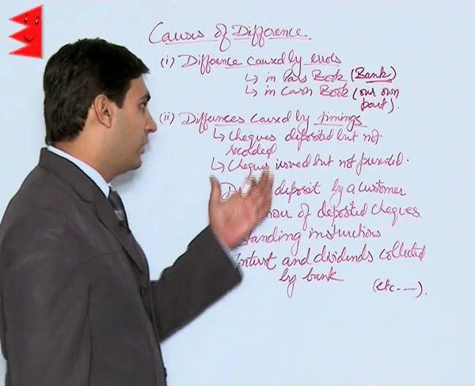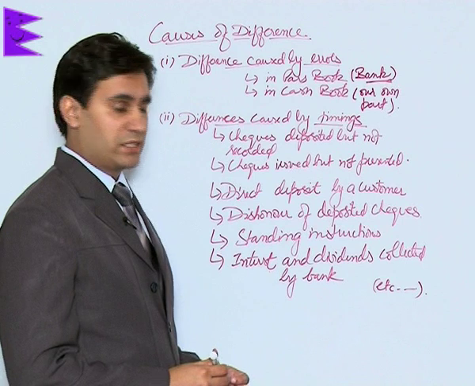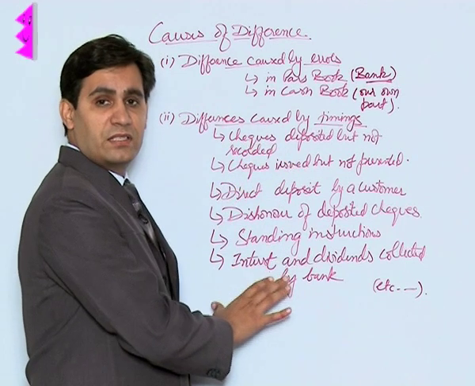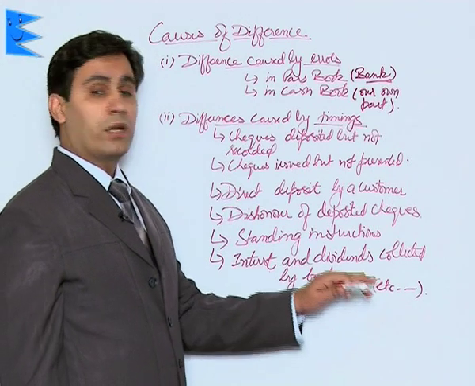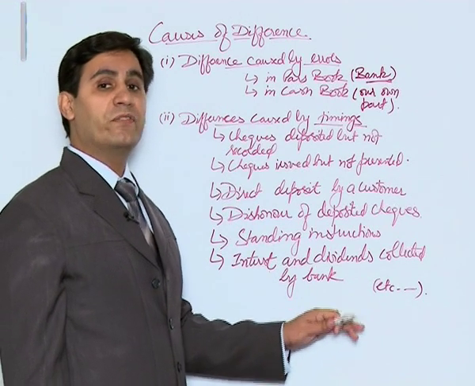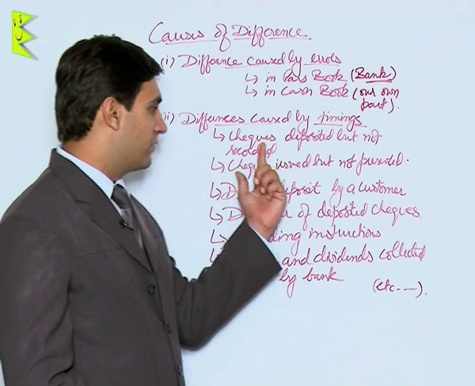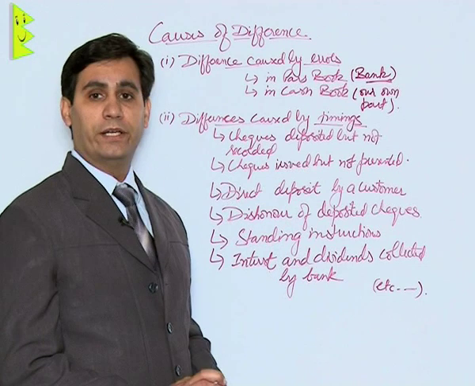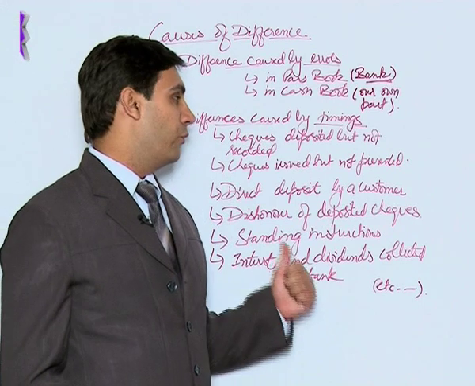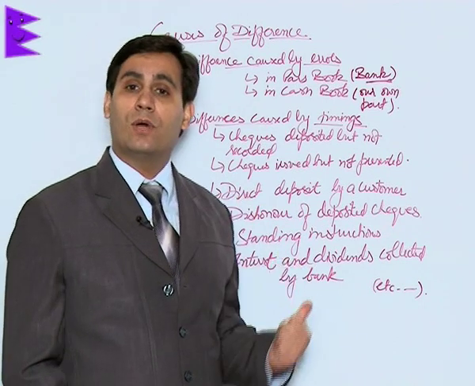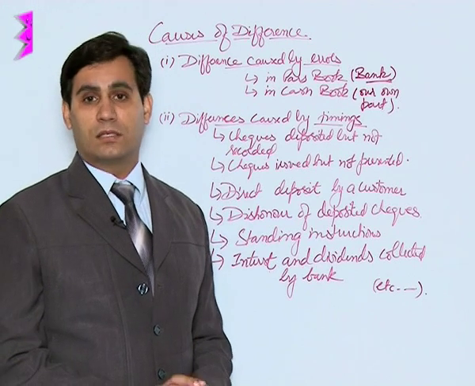Now students, coming to differences caused because of timings. There are various errors. Some major errors have been listed here, but there can be a host of other problems or other entries which lead to difference in the cash book and the passbook balances. Now the first one of these that is very common is check deposited but not recorded. Now students, we had discussed it earlier also that when we deposit check into our account, we immediately increase our cash balance. That is cash book balance.